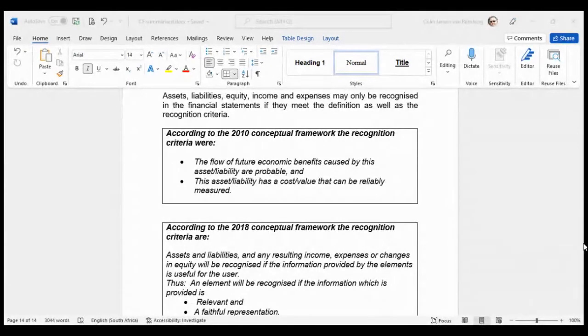Let's take the case of an asset first of all. You now know the definition of an asset. So when do you think you will derecognize an asset? There are two sets of circumstances. The one is quite obvious. So I'd like an answer from you there.